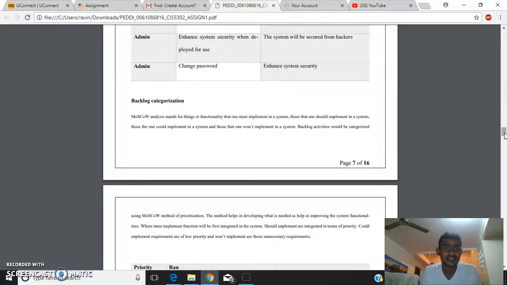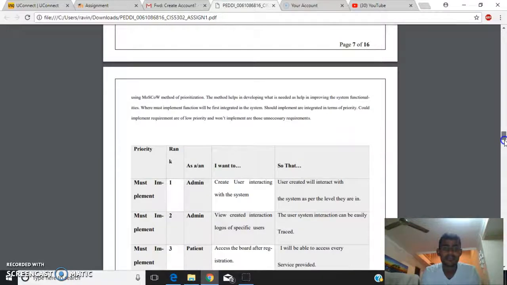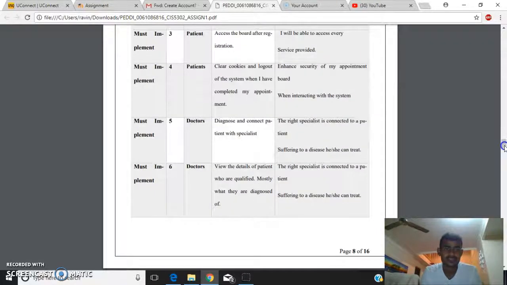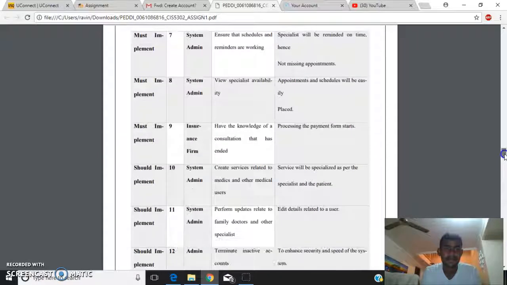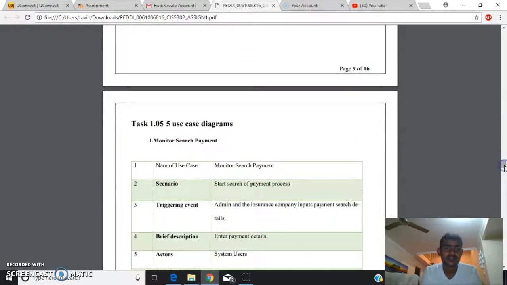MoSCoW analysis is a standard for things the system must implement functionally. The backlog activities would be categorized using the MoSCoW method for prioritization. It is called priority: must implement. In rank, I want to show that these are the main implementations that should be implemented. And then after, we can go to task 5.